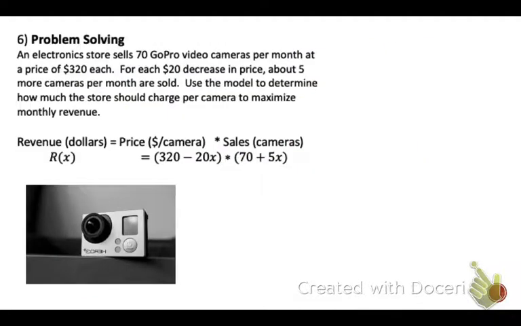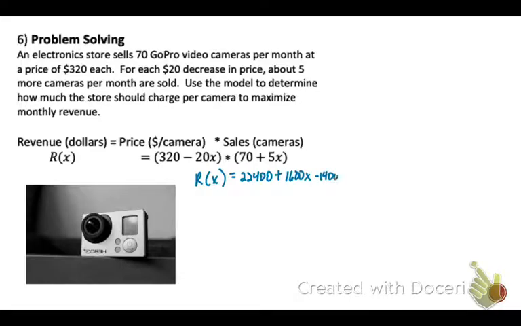An electronics store, kind of same thing, sells 70 GoPro video cameras per month at a price of $320 each. For each $20 decrease in price, about 5 more cameras per month are sold. Use the model to determine how much the store should charge per camera to maximize. So again, we've got an equation that we're going to multiply together so that it's in standard form, and then we're going to look at the vertex.